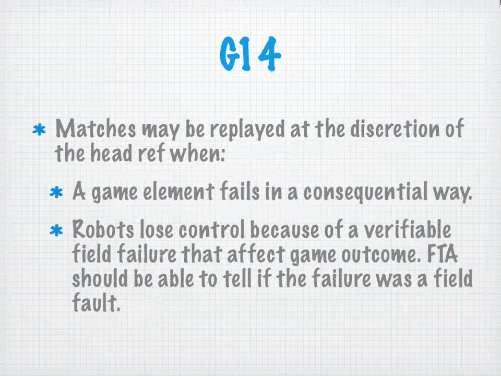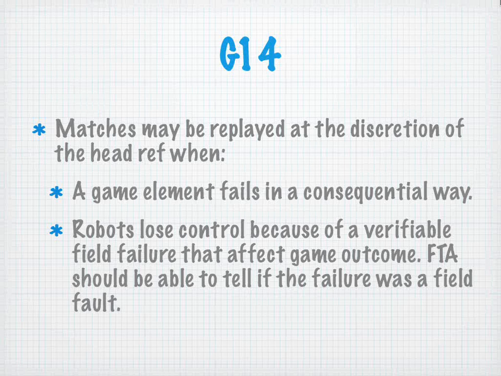G14: matches may be replayed at the discretion of the head ref when a game element fails in a consequential way. So if a peg falls off the top row of the rack, but none of the robots on the field are capable of scoring a ring on that top row, then we're not going to replay the match. It didn't have an effect on the outcome. But if one that was holding some rings falls off, or falls off just as somebody was about to score onto it, then we'd want to get that fixed and replay the match.